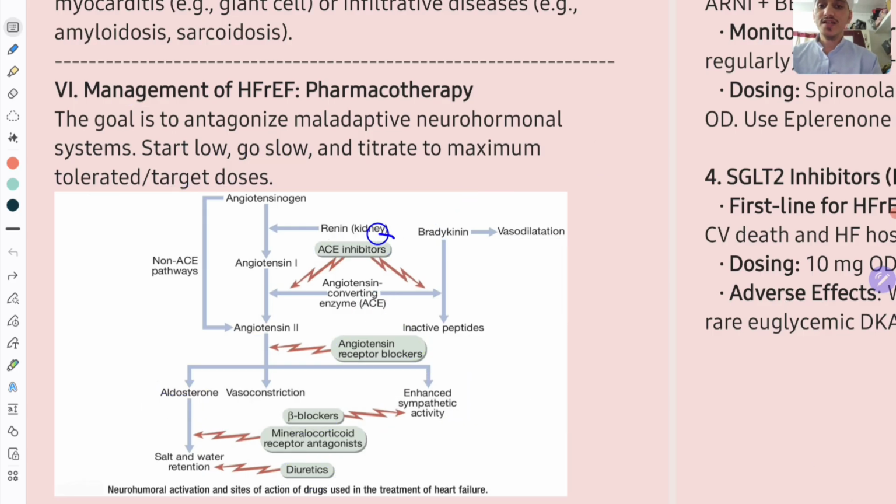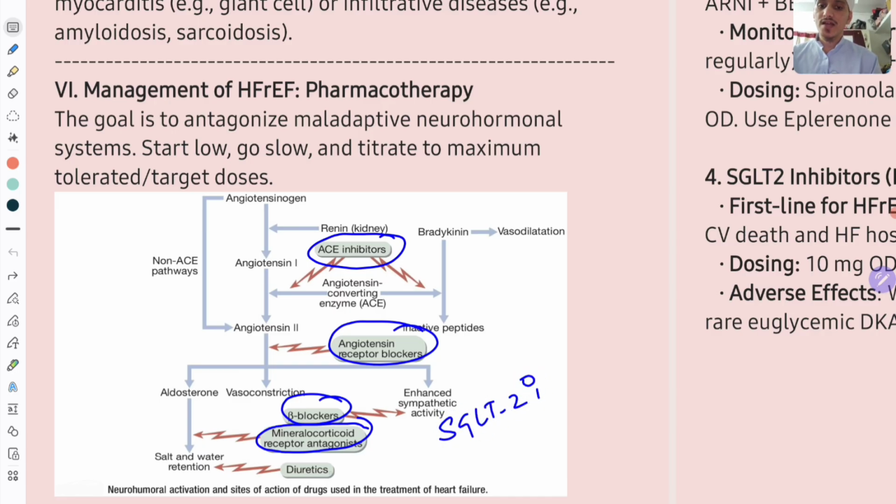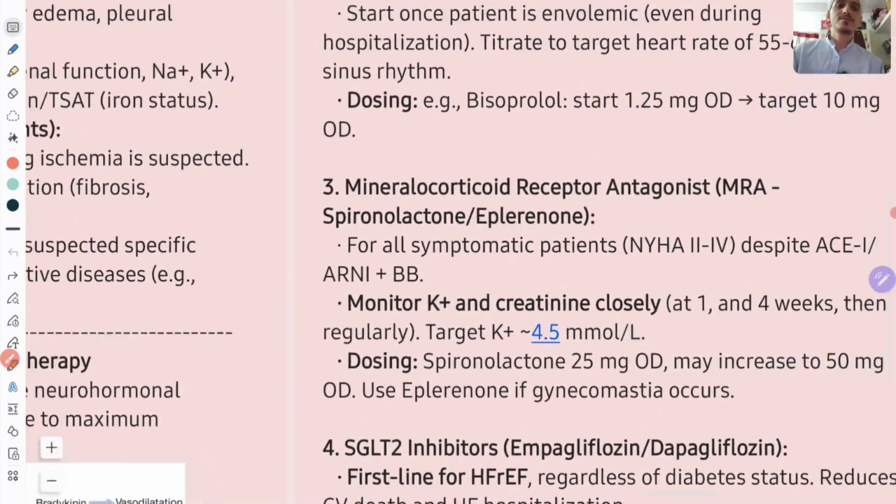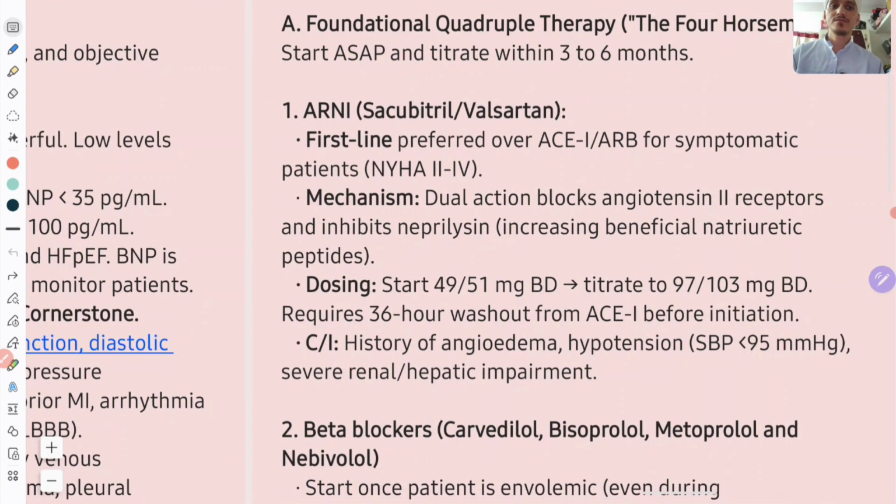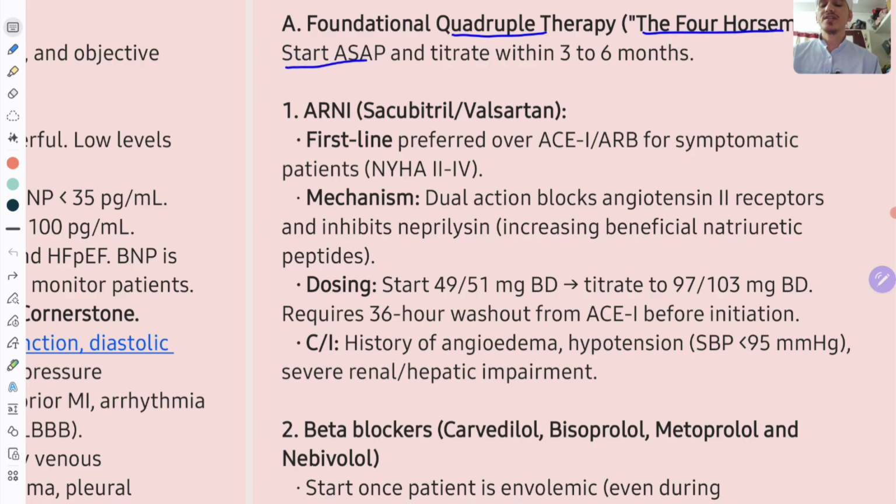Okay, so what are the drugs? The drugs are ACE inhibitors, ARBs, beta blockers, mineralocorticoid receptor antagonists. One more is SGLT2 inhibitors. Okay, and diuretics for symptomatic relief from congestion. So foundational quadruple therapy, this is known as the 4 horsemen therapy. Okay, start as soon as possible whenever you detect a patient with heart failure or a patient who is getting stabilized from the acute stage of heart failure, and try to titrate within 3 to 6 months.